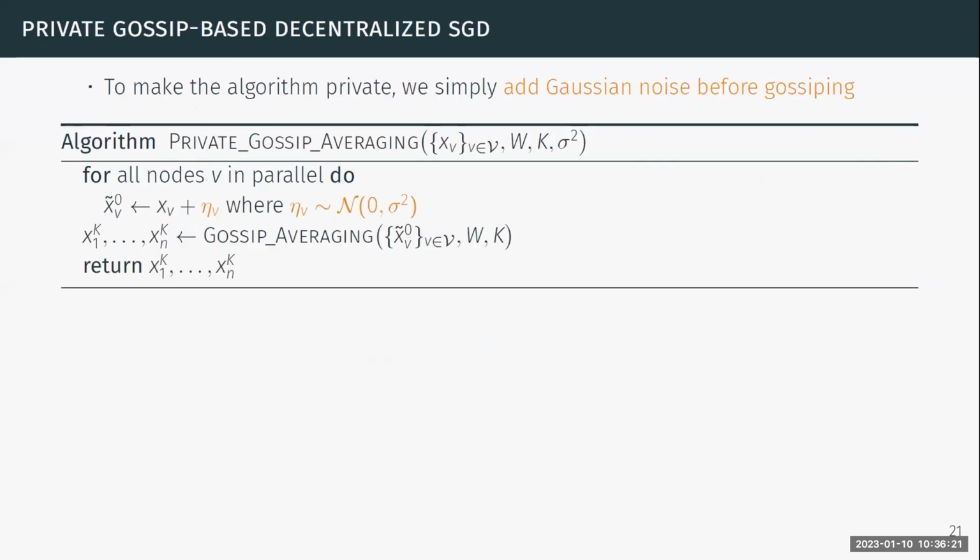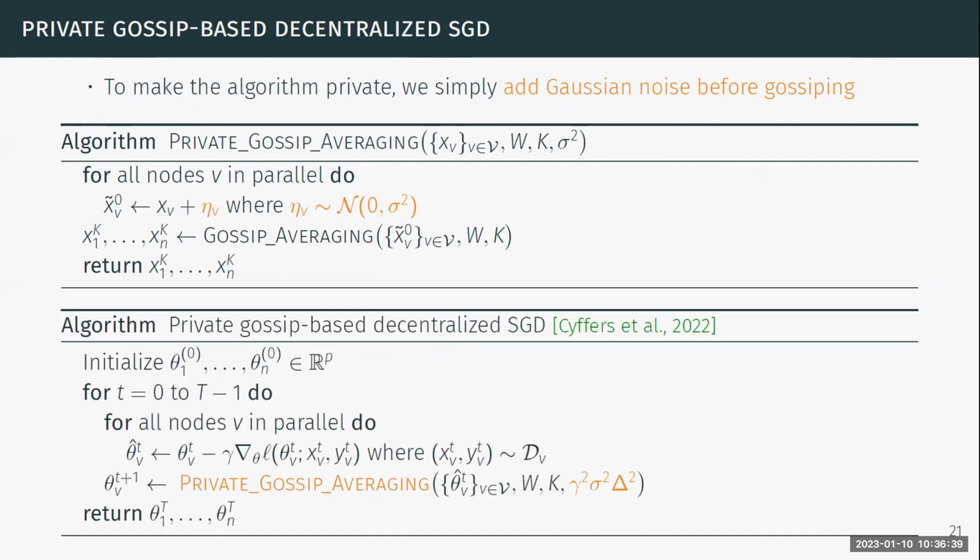So how do we make this private? It's simple, we can simply add Gaussian noise before we gossip, right? So the private gossip averaging version is the same as before, except that we add Gaussian noise to the local value before doing the gossip averaging with the neighbors. And then the private gossip-based decentralized SGD is the same as before, except that we call private gossip averaging instead of gossip averaging. Okay, so super simple, and here there is this dependence on the sensitivity as always.